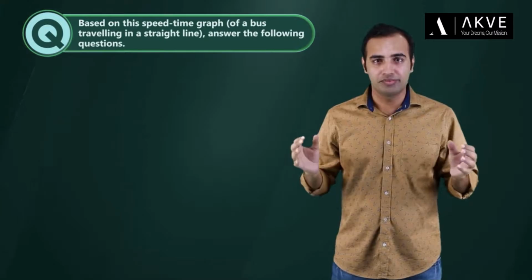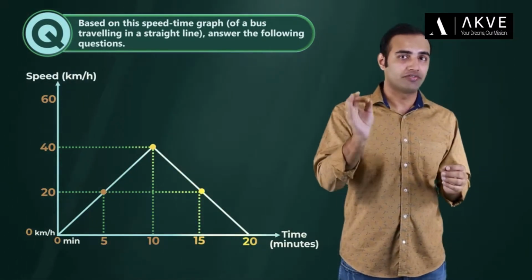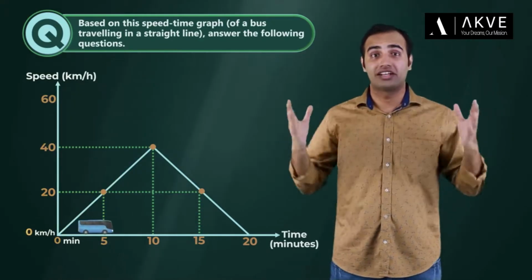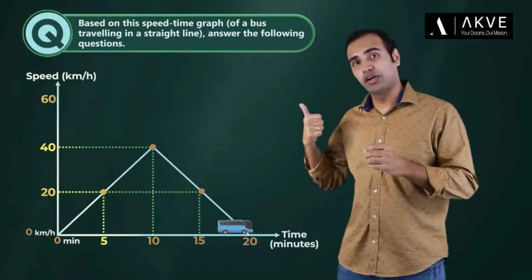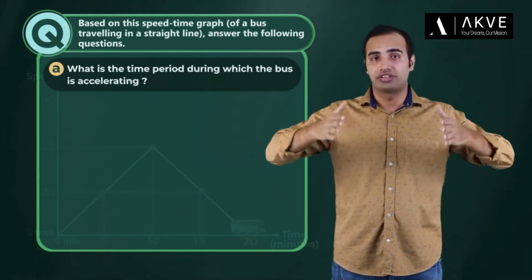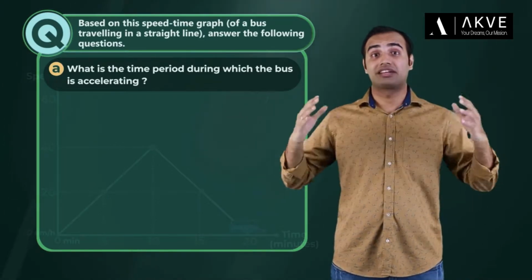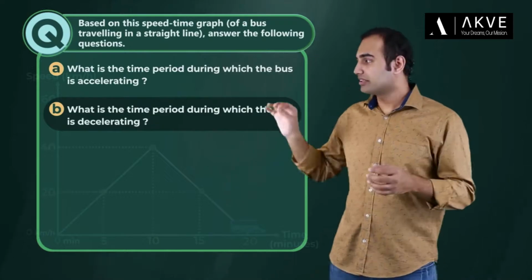So the first problem is based on the speed time graph that you can see over here. This speed time graph is of a bus that is moving along a straight line. Now based on this graph, you are supposed to answer the questions that follow it. The first question asks you to find out the time duration during which the bus is accelerating. The second question asks you to find out the time period during which the bus is decelerating.